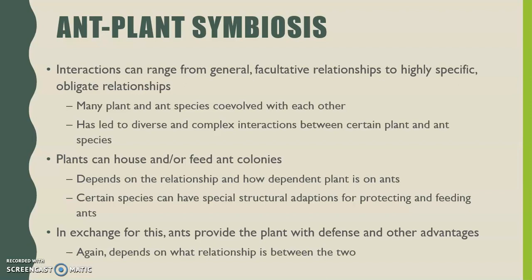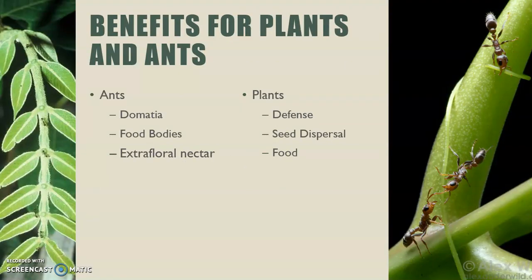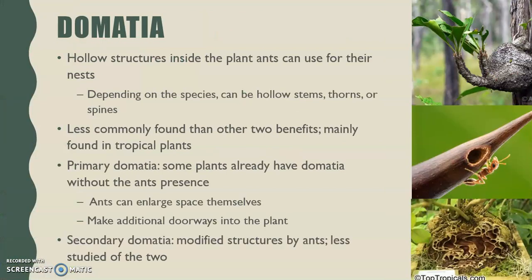Certain species of plants can also have special structural adaptations for protecting and feeding the ants. In exchange for this, the ants provide the plants with defense and other benefits. And again, this really just depends on what the relationship is between the two. So in this video, I'm going to talk about the three main benefits for both plants and ants in this symbiosis. And we're first going to start with the three benefits for the ants.